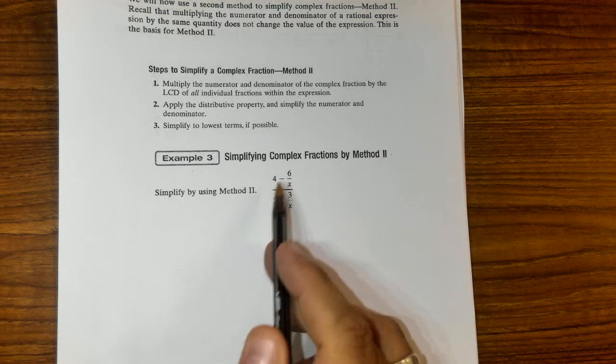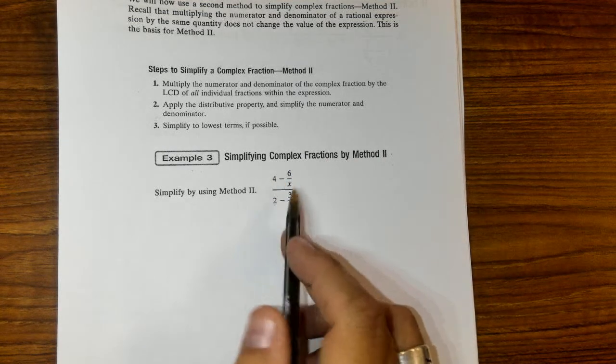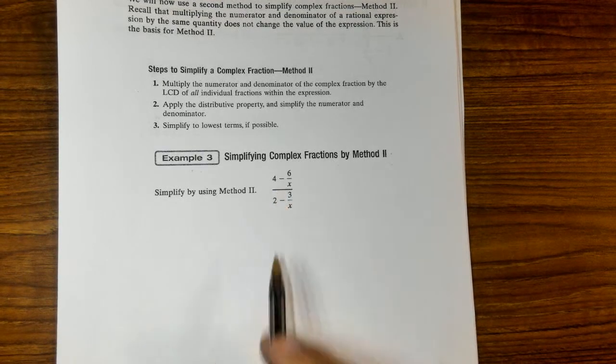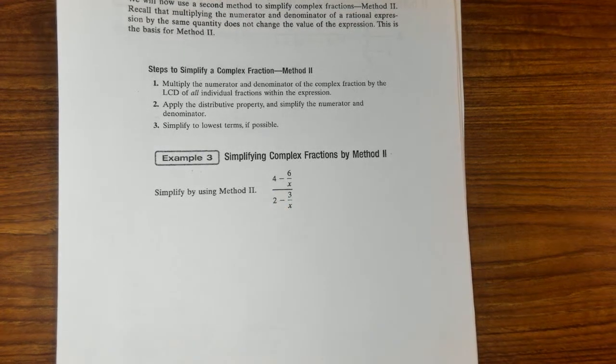Today we're looking at example 3, simplifying complex fractions by method 2. With method 2, we have to look at all of the individual denominators and find our lowest common denominator to multiply to the numerator, to all the fractions actually.